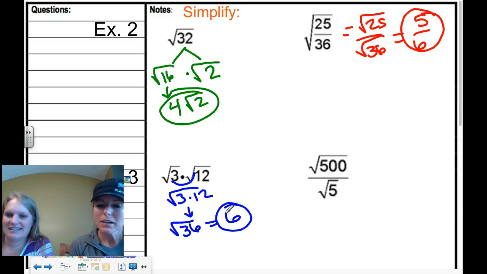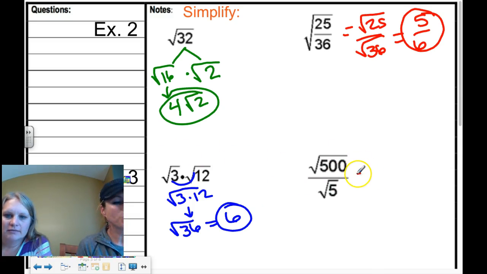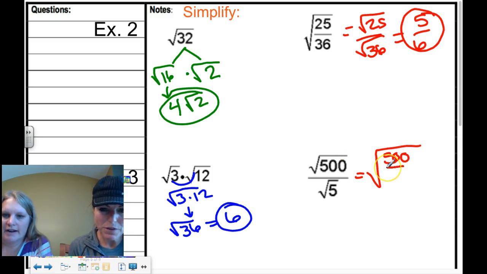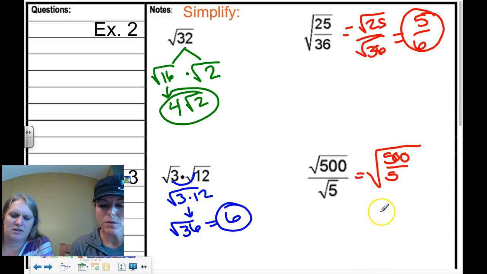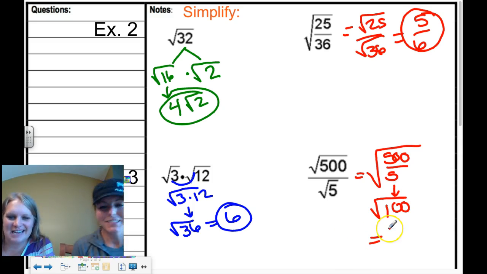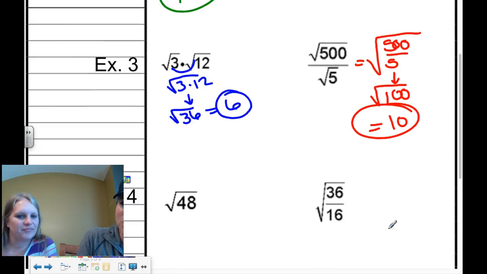Nice. All right, so look at the next one now. Same thing. Let's put them all under one radical. So we get the square root of 500 over 5. Well, we can simplify that. 500 over 5 is just 100. So the square root of 100 is equal to 10, because that's a perfect square again. And we're done. So let's go down to example 4.